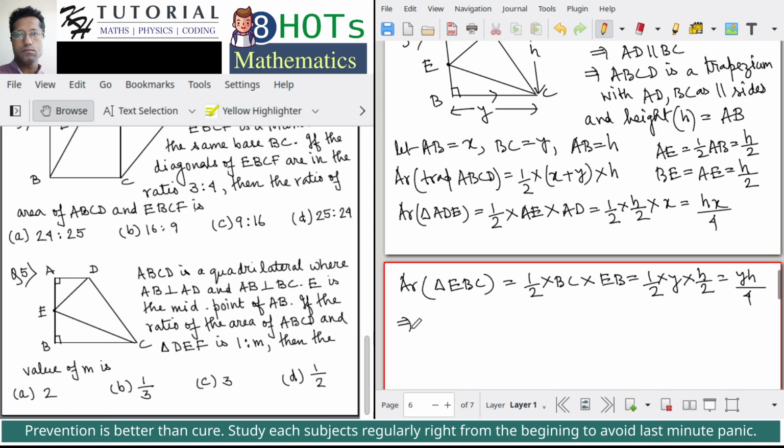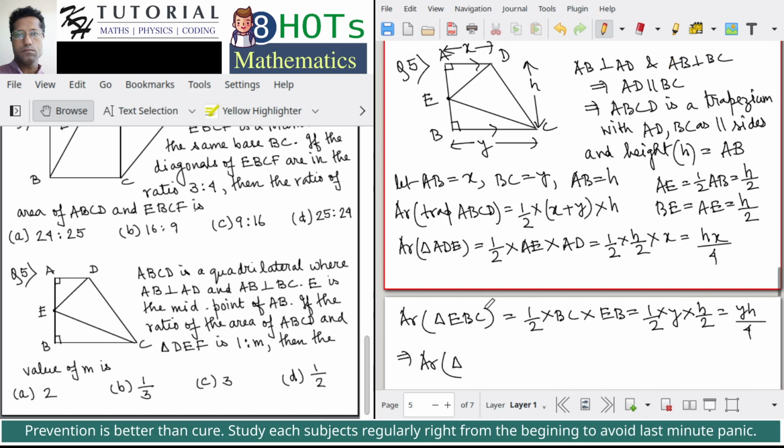Now what will be the area of triangle DEC? Why in the problem is it saying the ratio of the area of ABCD and DEF? There is no F. I think in the problem it should be DEC. Sorry, there is a mistake in the problem. It should be triangle DEC, not triangle DEF.